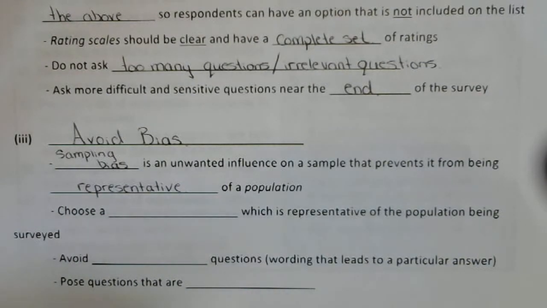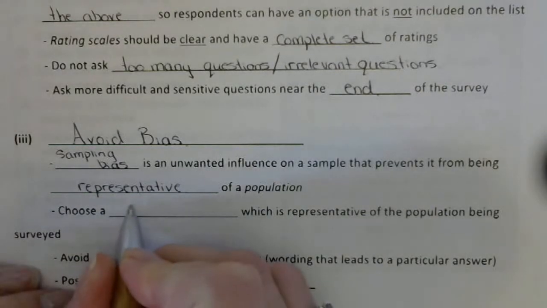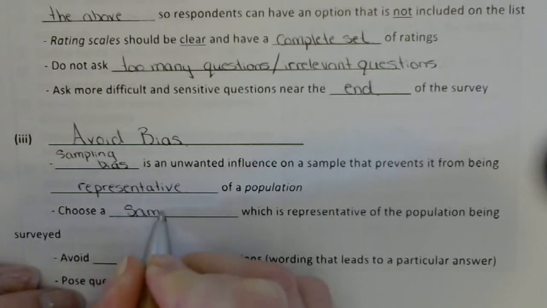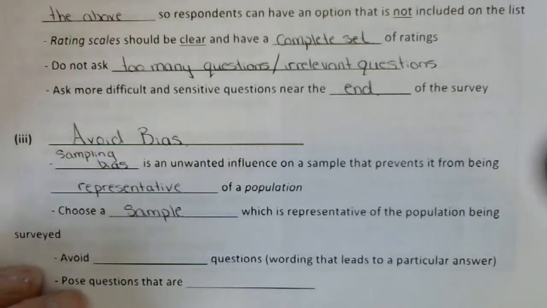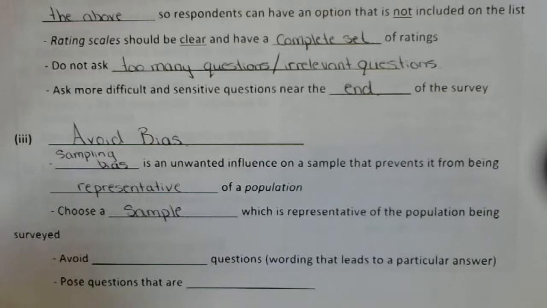I've included a video on some different sampling methods that you can use, but basically what we want to do is select people that represent the population you're talking about. And there's going to be more information on that later. Okay. So choose a sample which is representative of the population. So that's the same thing again.